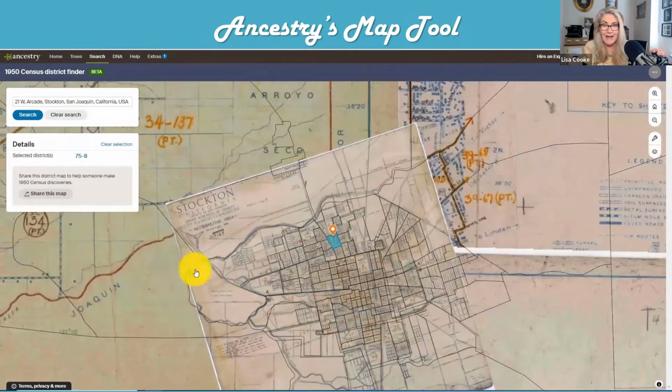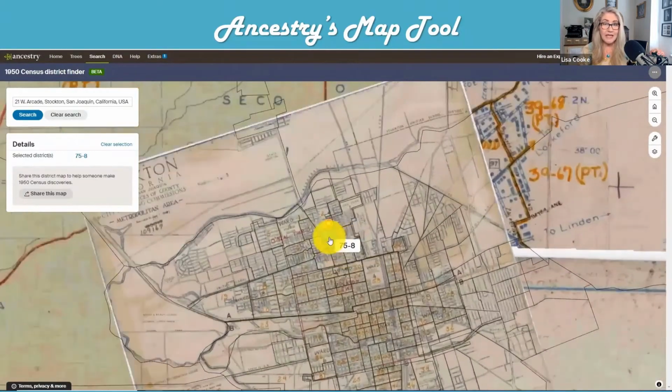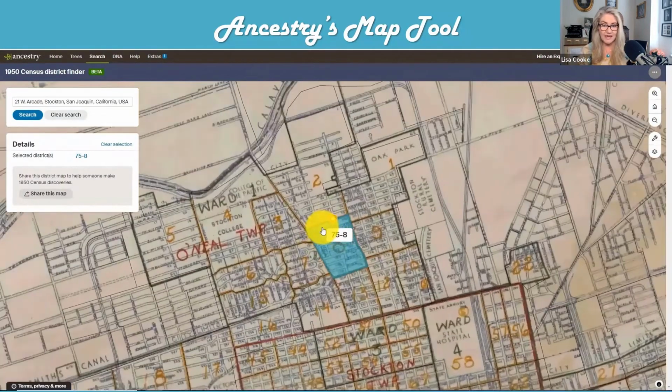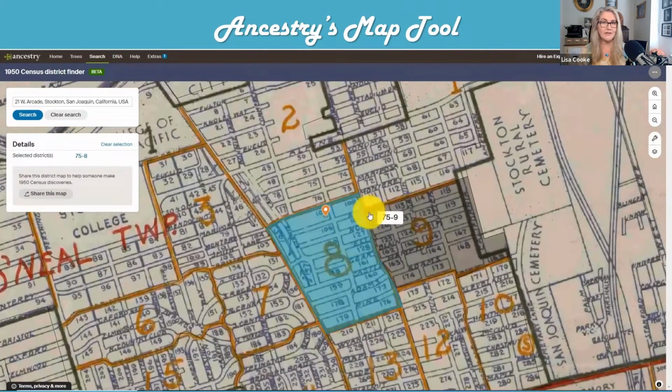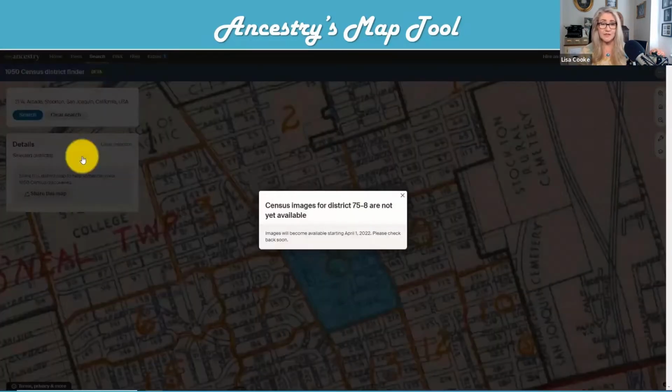And here's the same map. And so they've overlaid it here. And when I hover my mouse, you can see the pin where the house is located, and hovering your mouse right over that ED shows you exactly it's 75-8. So it's a super great, fast way to not only find the enumeration district, but also get a chance to look at the maps before you download them yourselves.